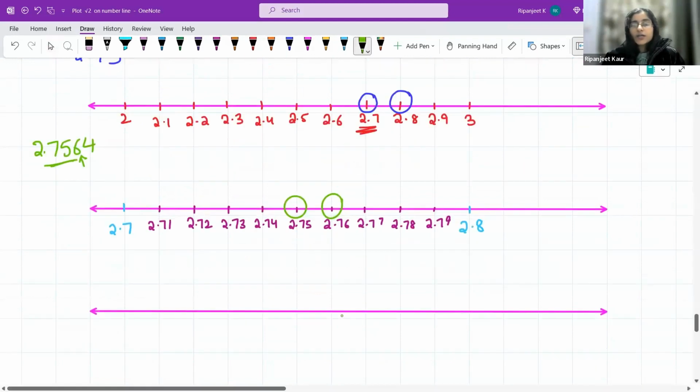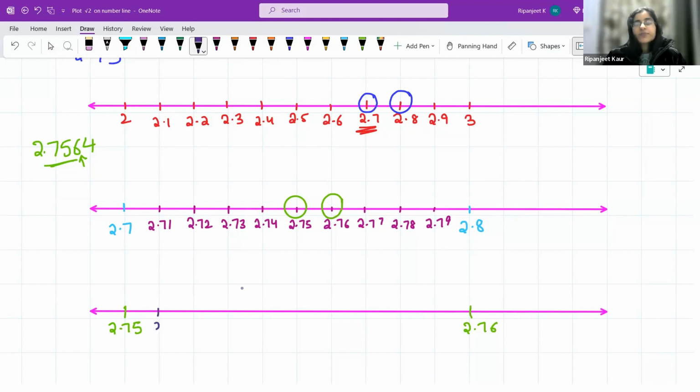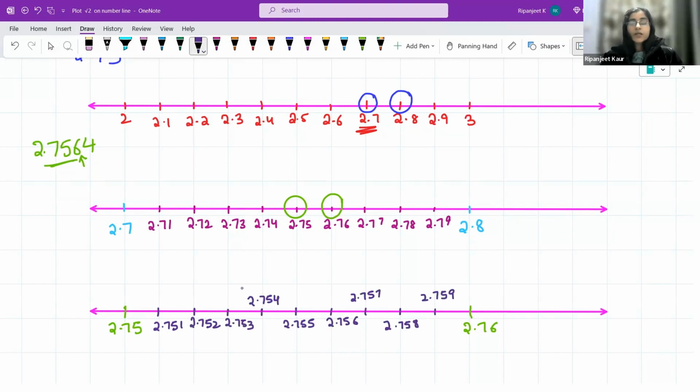So we are going to again plot 2.75 and 2.76. What are the numbers that are going to be in between them? 2.751, 2.752, 2.753, and so on. So these are all the numbers that are going to be in between 2.75 and 2.76. Okay, we got this.